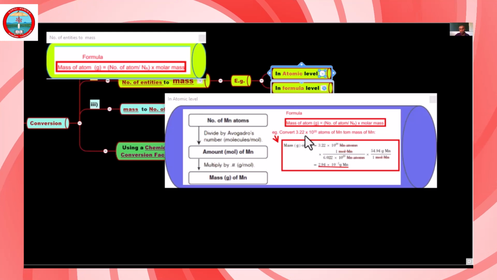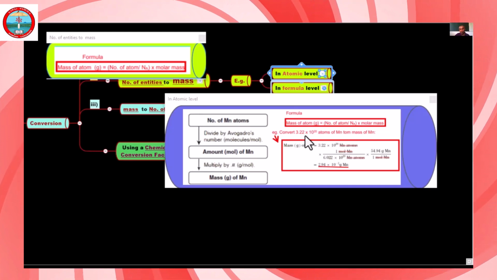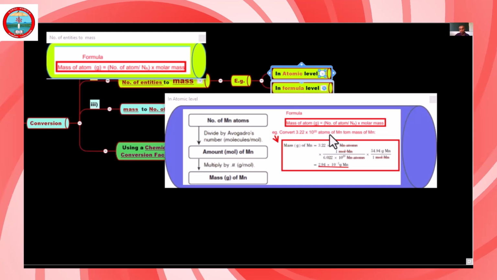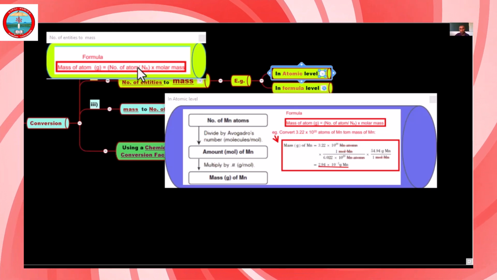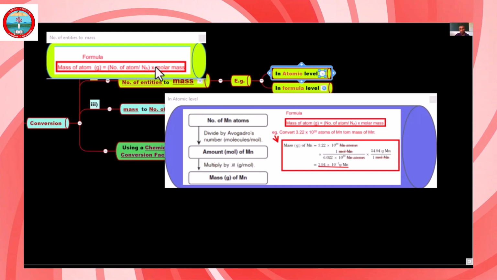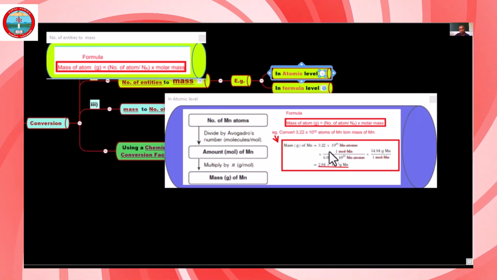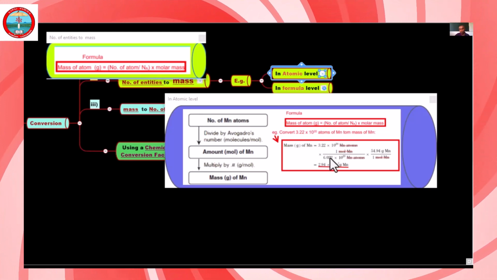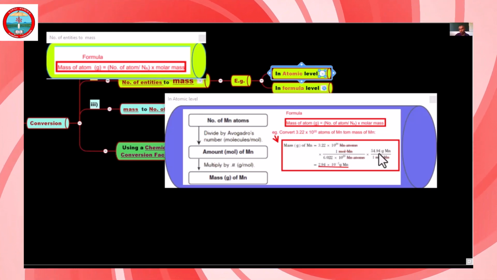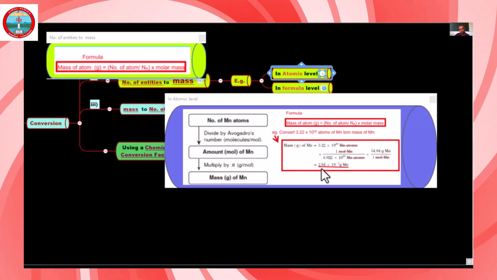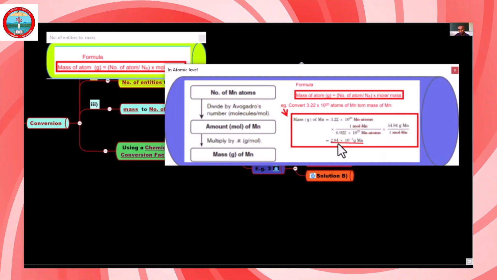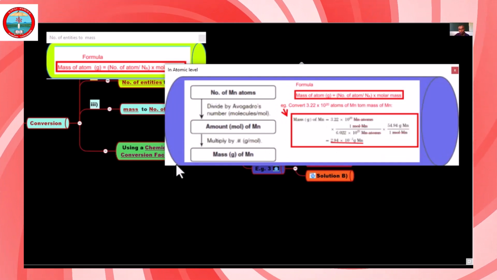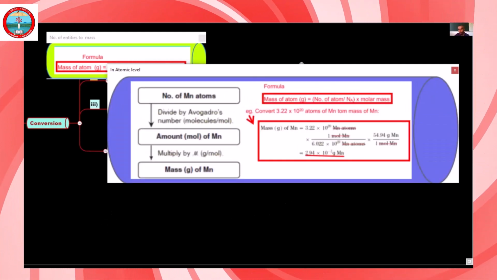So we are given the number of atoms of manganese, and you are asked to change this into the mass of manganese. What you will do is divide the number of atoms by the Avogadro number and then multiply by its molecular mass. When we divide the number of atoms by the Avogadro number and then multiply by the molecular mass of manganese, we will have this value, that is 2.94 times 10 raised to minus 2 gram.